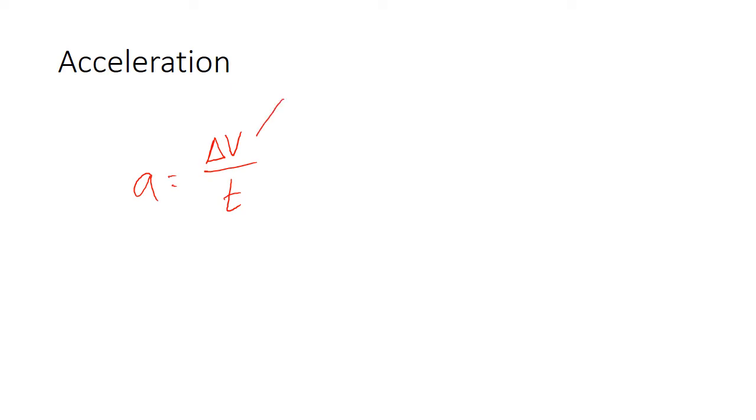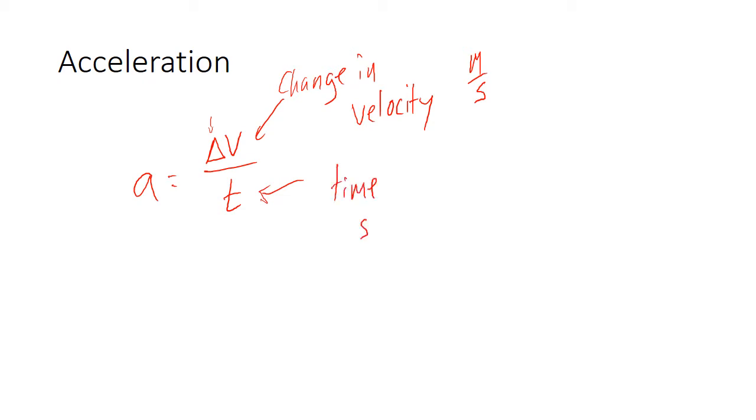Alright, so what we're talking about here is delta V. Whenever you see this guy, remember the delta means change in velocity. Now, velocity is going to be in meters per second, and T stands for time, just like you would expect. Time is going to be in seconds. So when we're talking about acceleration, we're going to take the change in velocity, dividing it by the time.